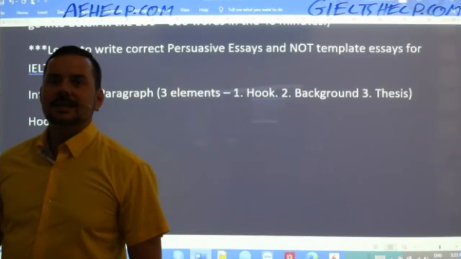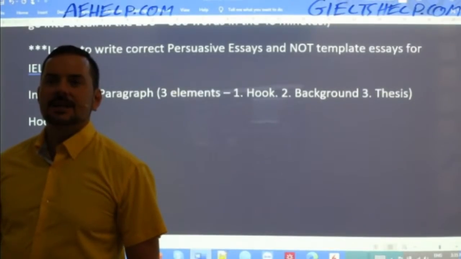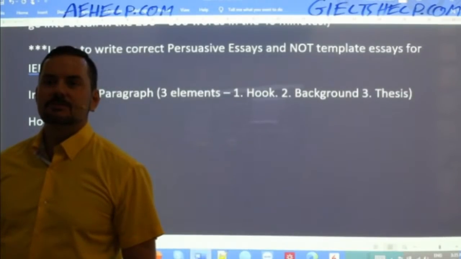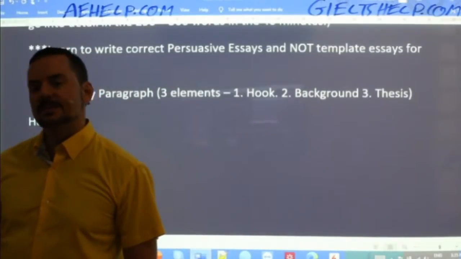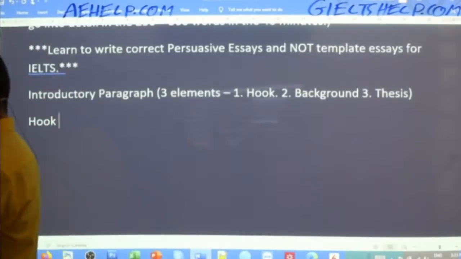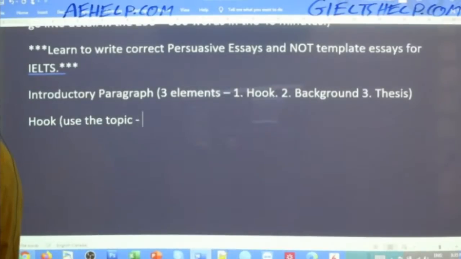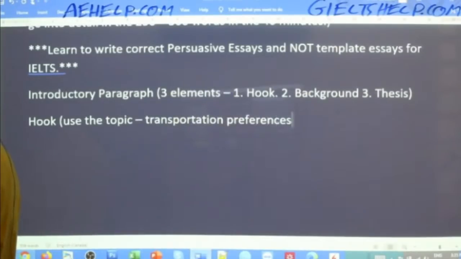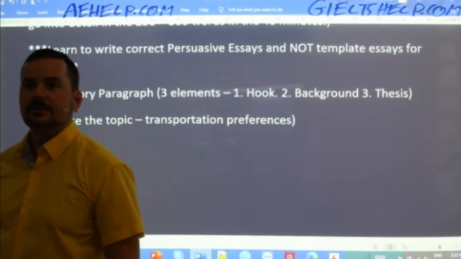Let's see. Summit says, private transport is time-consuming and can prevent people from traffic jams. Summit, that's one side of the picture and it's an argument. For the hook, just use the topic, okay? Use the topic. Transportation preferences. Okay, that's the topic. Use that in the hook somehow. Okay.